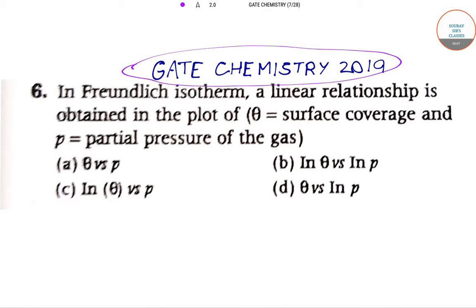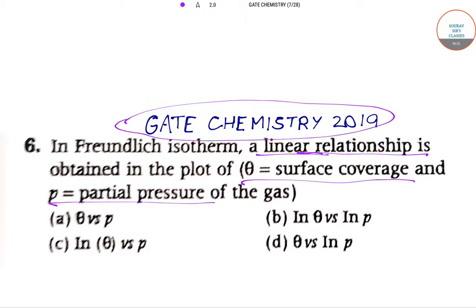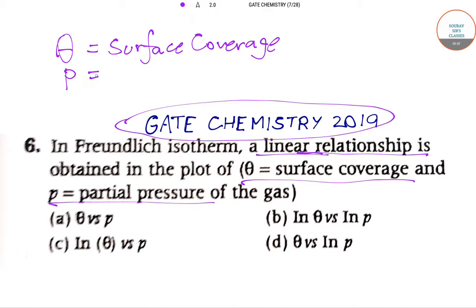The question given to us tells that in the Freundlich isotherm, the linear relationship is obtained by the plot of theta and the partial pressure. Now, as we know, theta is given as the surface coverage, and P is the partial pressure.